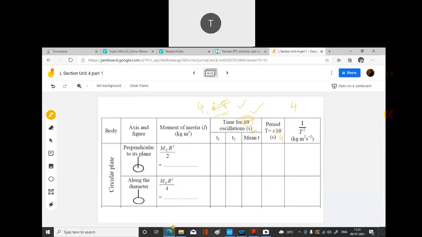I will give the values for M and R, and you can calculate the moment of inertia. This is your basic physics, so you don't spend too much time here. Our main experiment is to find the time period. As I told, we will do it for 4 oscillations, not 10. In the exam they can ask for 5, 10, or 4 oscillations.